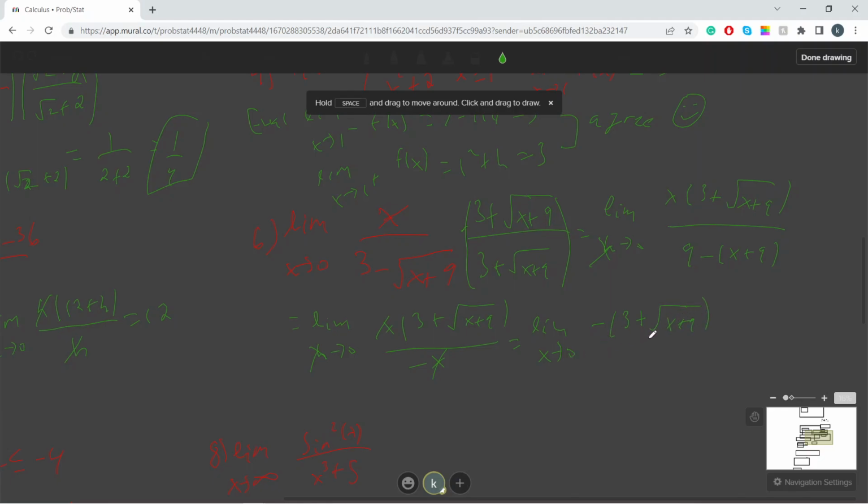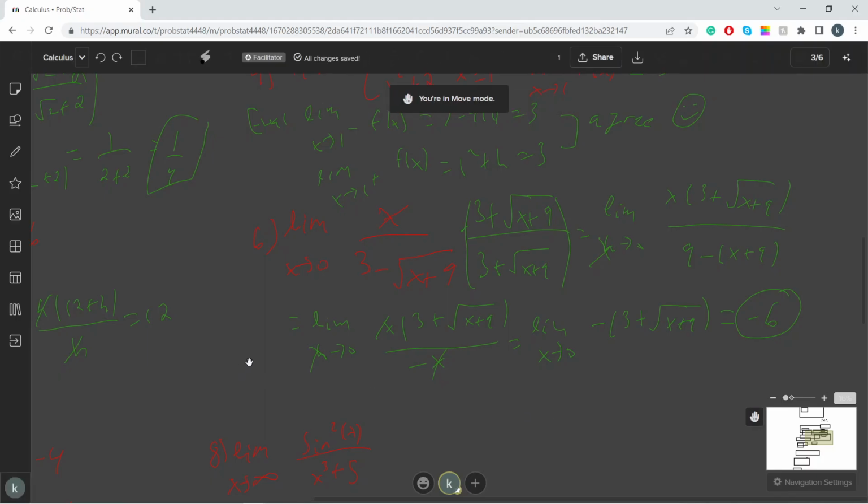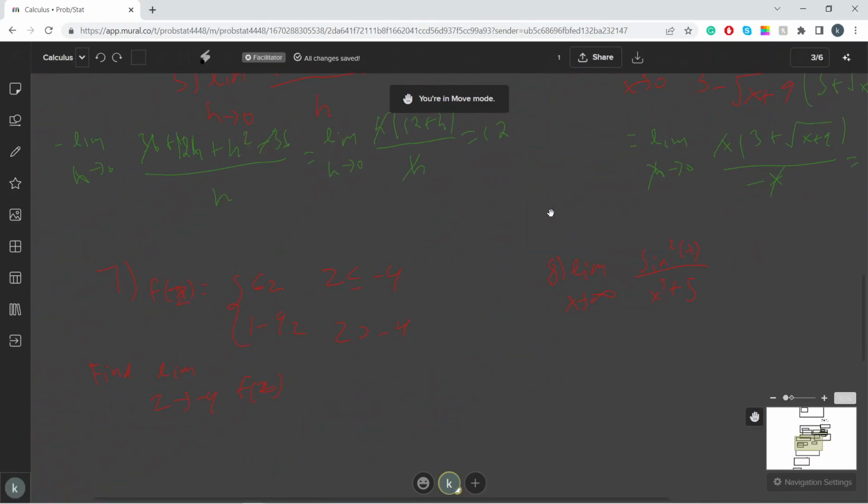Okay, so now we can simply plug x equals 0 into this expression, because we won't have a 0 over 0 or a weird case. So 3 plus the square root of 0 plus 9 is 3 plus 3, which is 6, multiplied by negative 1. This is going to be negative 6. And voila, we've used the conjugate and seen it save the day for problem number 6. Okay, moving on to the next problem.